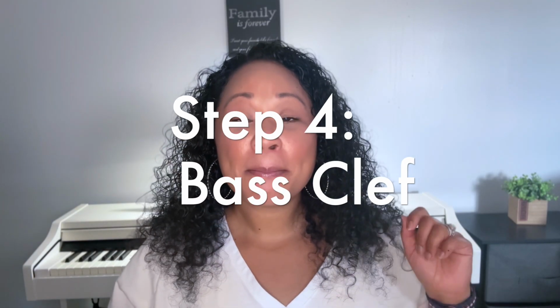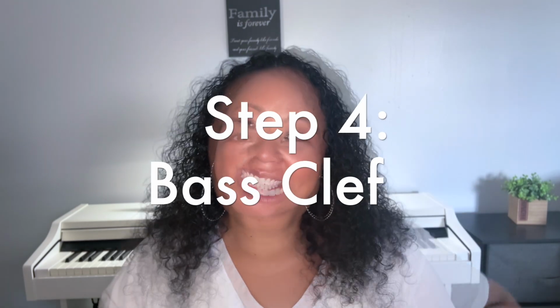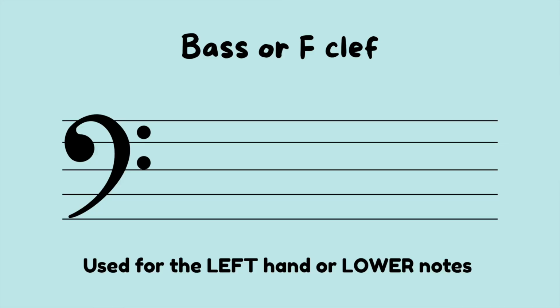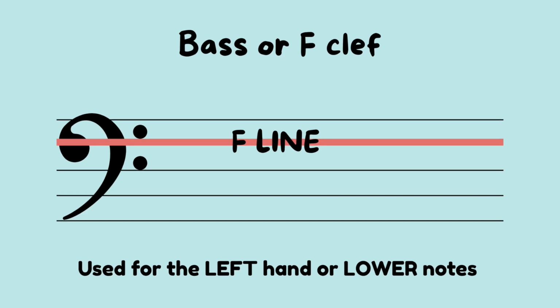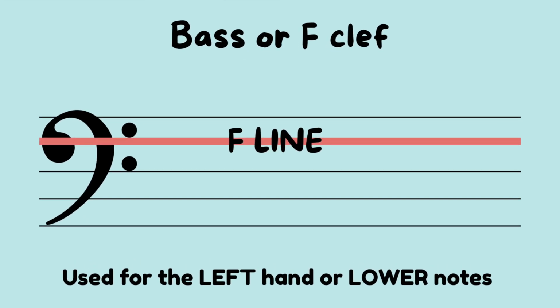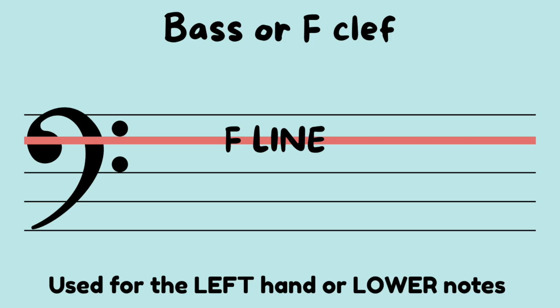Step 4, bass clef and the left hand. Now, you will notice that the bass clef is going to be a completely different set of notes than the treble clef. So make sure you're paying close attention and try not to get yourself confused. The reason why we call this the F clef is because those two dots that you'll see and the main dot in the bass clef actually sit right in between, or on, the F line. So this is how we can notate that this is the F clef.